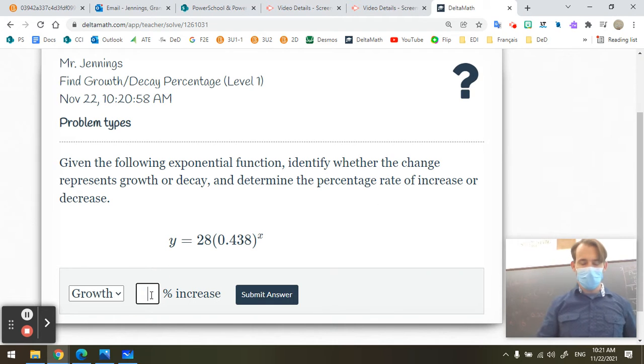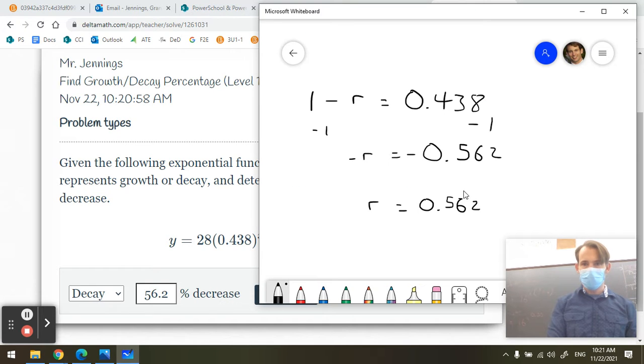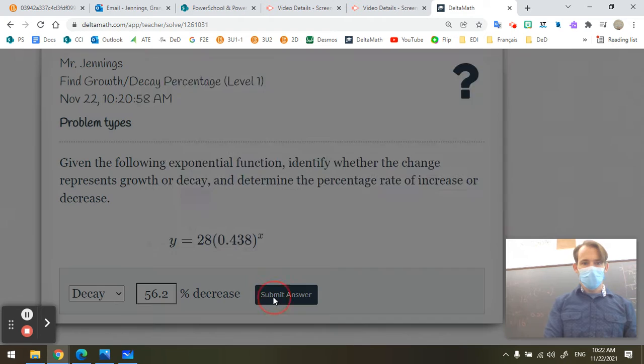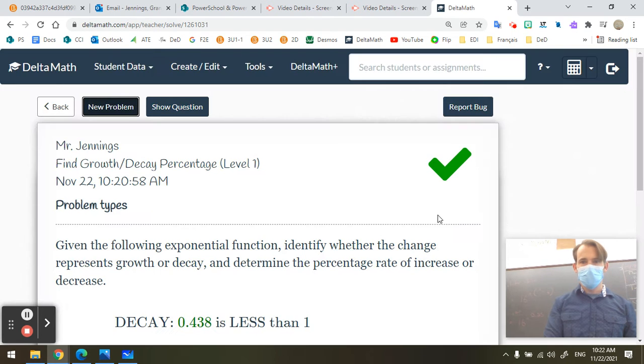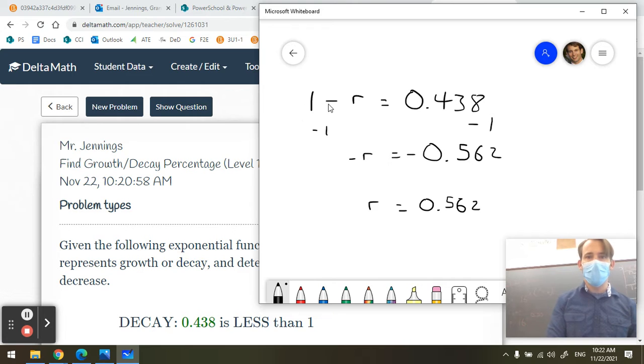It's a 56.2% decay. So this is decay. So 56.2. Did I say 56.2? Yeah, that's correct. And then submit answer. Is that true? Yes. So you can solve these little mini equations. 1 minus the rate is equal to this, and that will tell me how much decay we have when we're way down there like that.